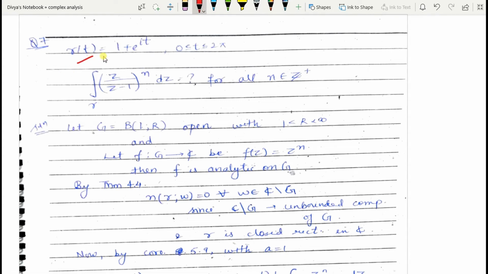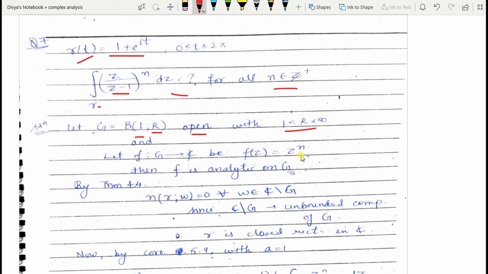Next we have question number 7. We are given a curve gamma, which is 1 plus e to the power iota t, that means centered at 1 with radius 1. We have to find the integration over gamma of z upon z minus 1 to the power n dz, for all n belonging to the positive integers. First, let us assume that G is the region, the open ball centered at 1 with radius r, where the radius can be anything from 1 to infinity.